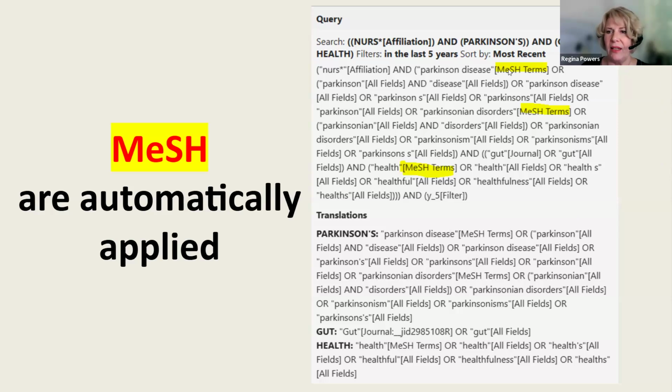So in this case, the MeSH headings have already been applied. Parkinson's disease is, in fact, a MeSH term. So is Parkinsonian disorders, a MeSH term. Health is a MeSH term, but gut health, it's not appearing. So I would need to go back and decide, okay, what do I want for that MeSH term? What am I really looking for? Is it biomedical, biome, health, what have you. There is a MeSH term for that too.